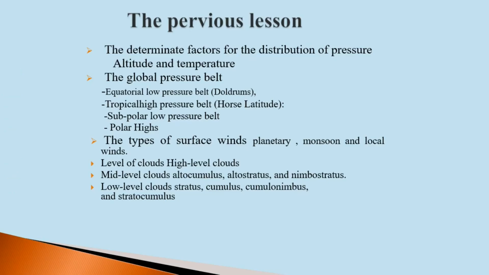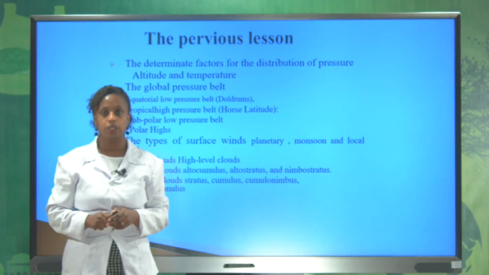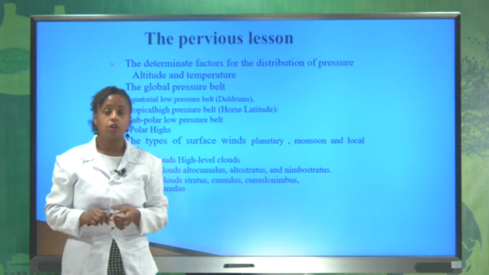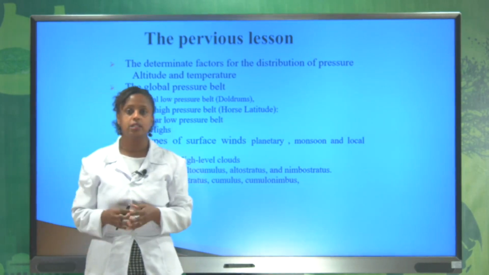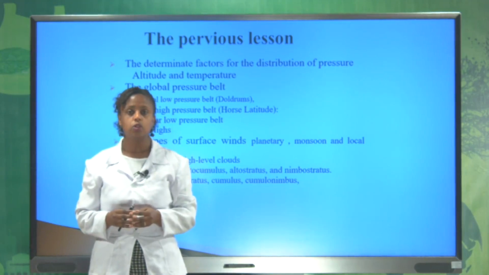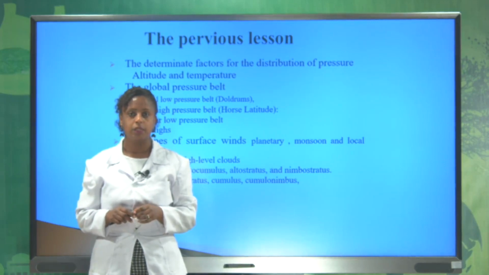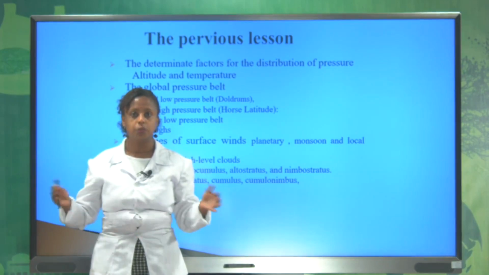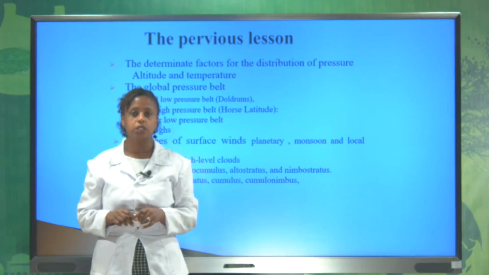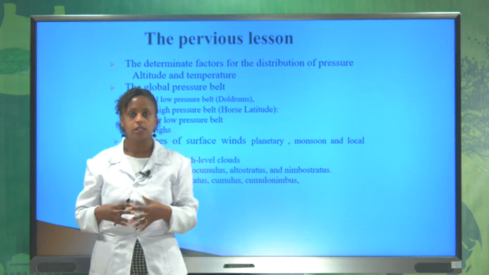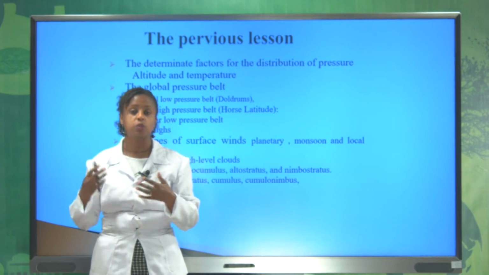In the previous lesson, we have seen the major determinant factors for the distribution of pressure: altitude and temperature. When altitude increases, pressure decreases. Temperature is also another factor which affects the distribution of pressure. When the temperature is high, the air expands, then the density and the pressure decrease. But when the temperature is low, the air contracts, and the density and the pressure become high.